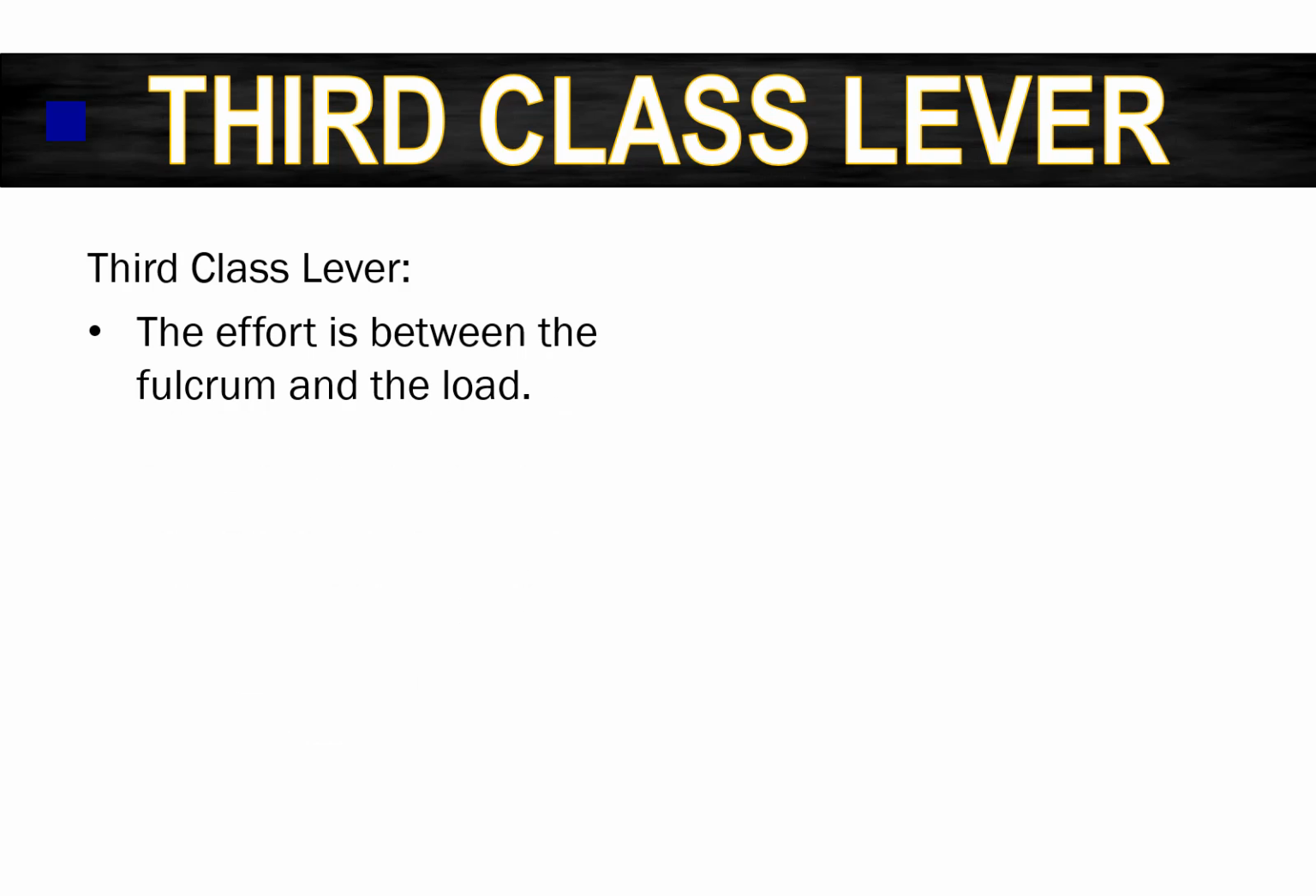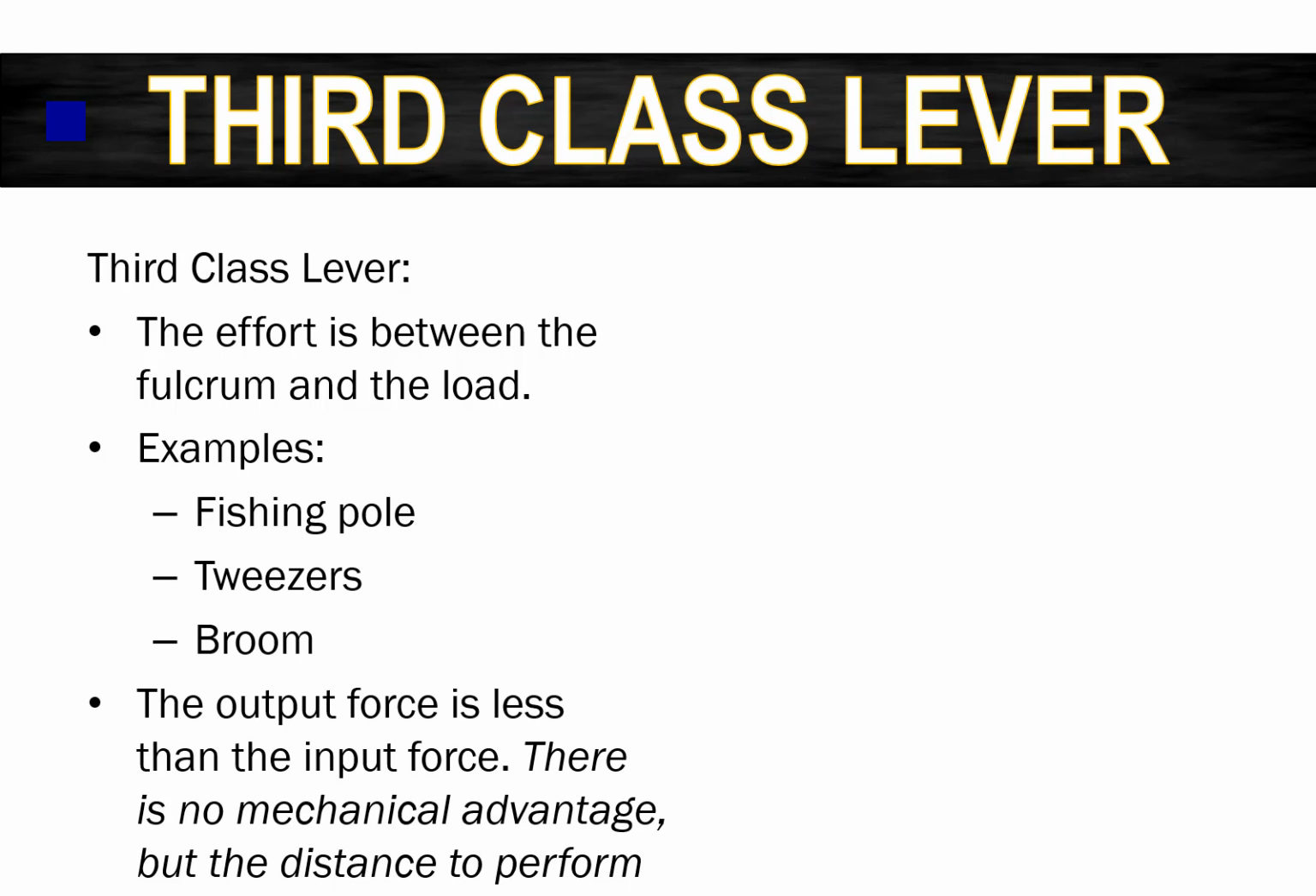Third class lever. The effort is between the fulcrum and the load. And remember, effort starts with an E, which is a backwards 3. That goes with third class. Examples of third class: fishing pole, tweezers, a broom. The output force is less than the input force. There is no mechanical advantage, but the distance to perform the work is smaller.